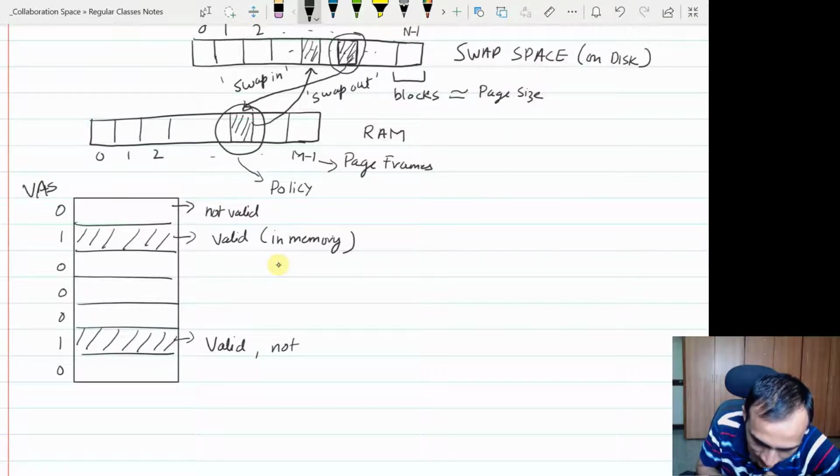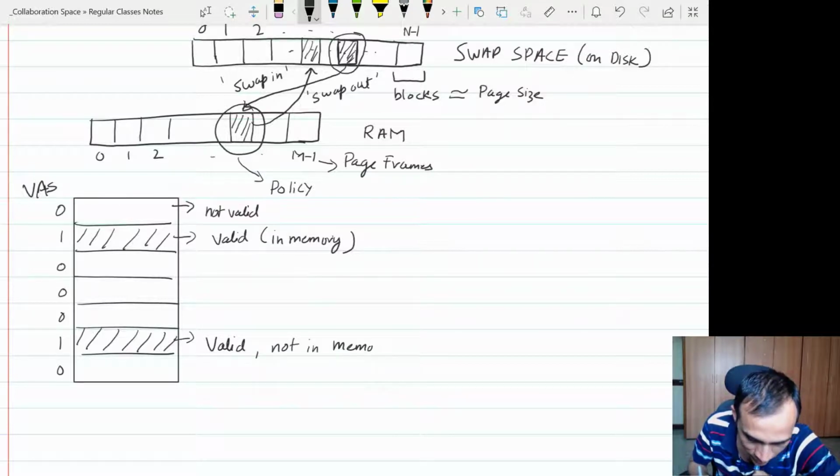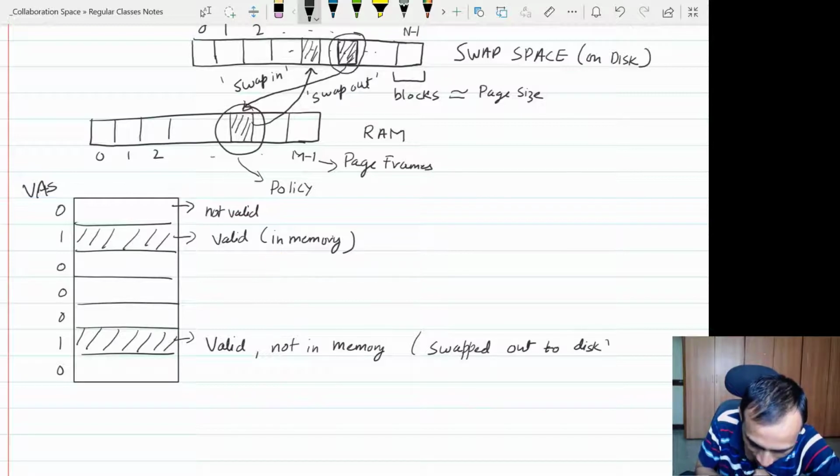Well, it is a valid address. It is a valid page which the process wants to use, but it's not currently in memory because either it was never brought into the memory in the first place, or it has been swapped out to the disk at some point of time. So now there are 3 cases. Earlier we had only 2 cases, valid and non-valid pages, but now we have a third case that we need to keep track of. So how do we keep track of this information? We'll have to add some more information in our page table to keep track of this.